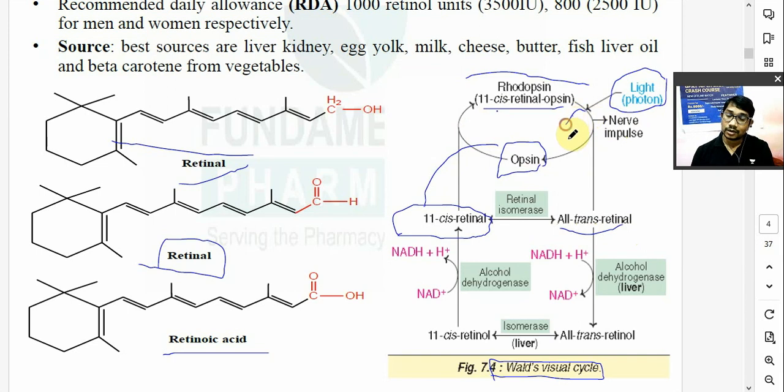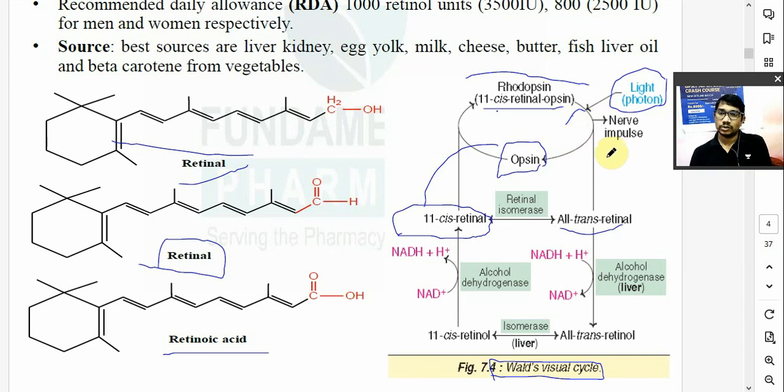So 11 cis retinal opsin. So when light will fall on this retina, it is isomerized. 11 cis retinal is isomerized to 11 trans retinal. It will become 11 trans retinal opsin. Okay, and that isomerization is coupled with the sensitive receptors over there. Light sensitive receptors, they will monitor this change.